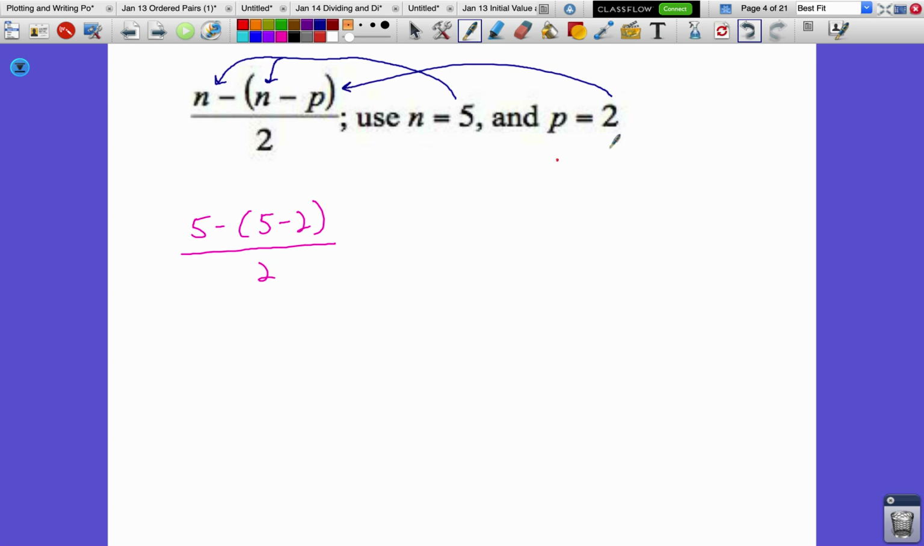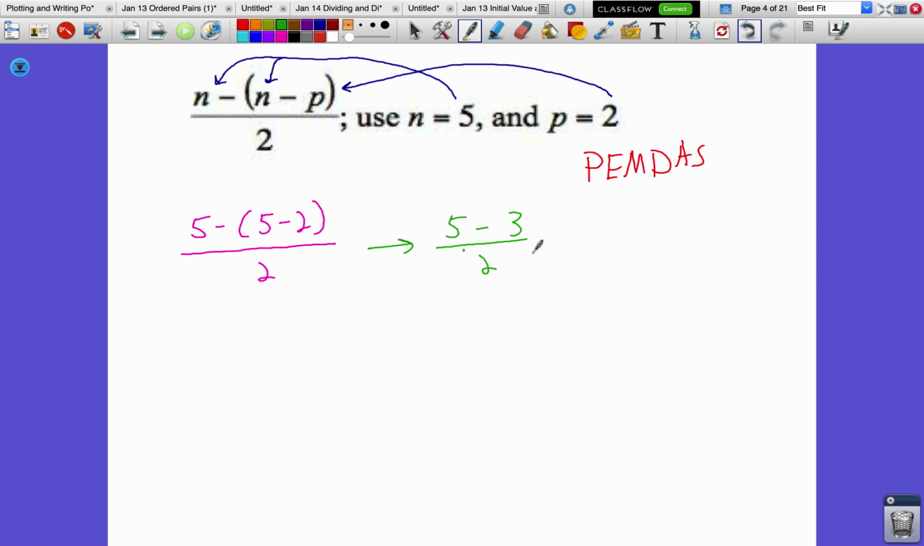And now we apply the rules of PEMDAS to simplify this. So PEMDAS tells us what order to do our operations to simplify. The very first thing is P for parentheses. We need to reduce whatever's in parentheses down to a single number. So this is going to become 5 minus 2 becomes a 3. Now that it's a 3 and it can't be simplified anymore, we can drop the parentheses.